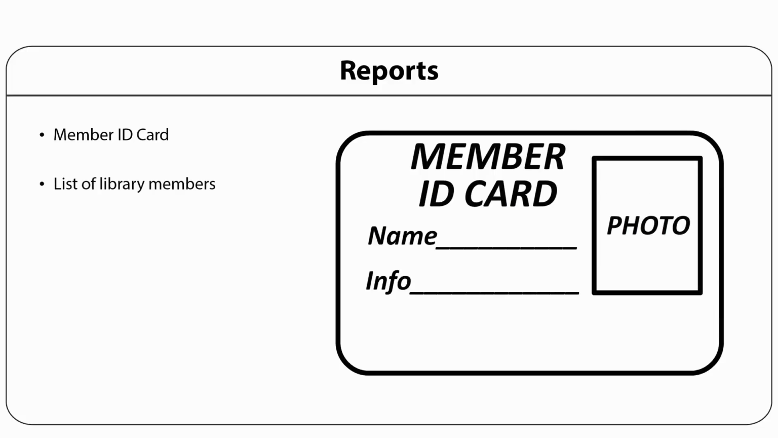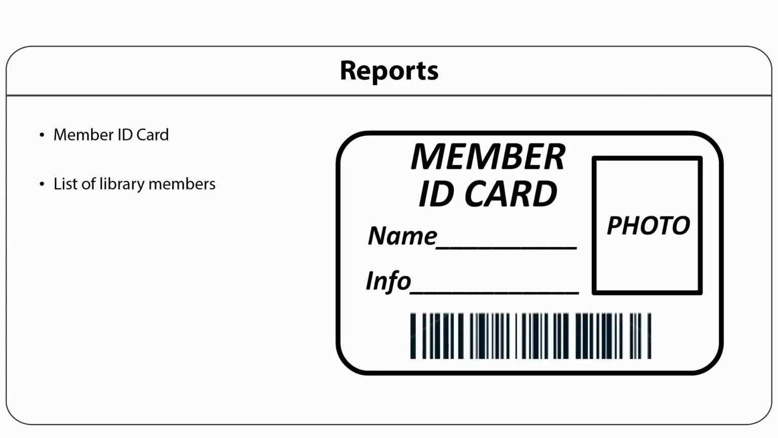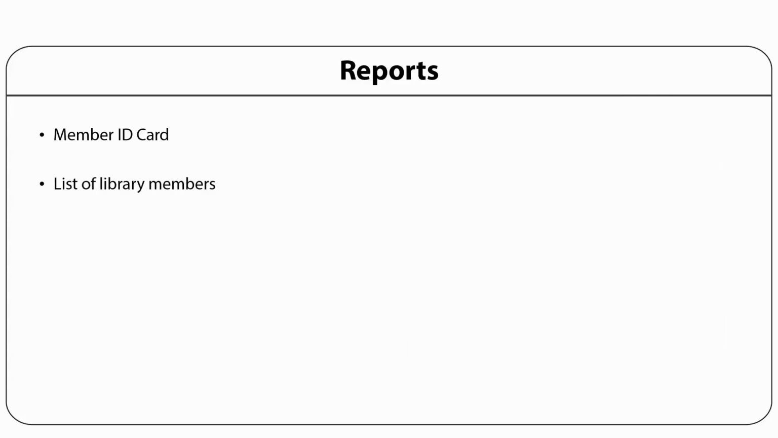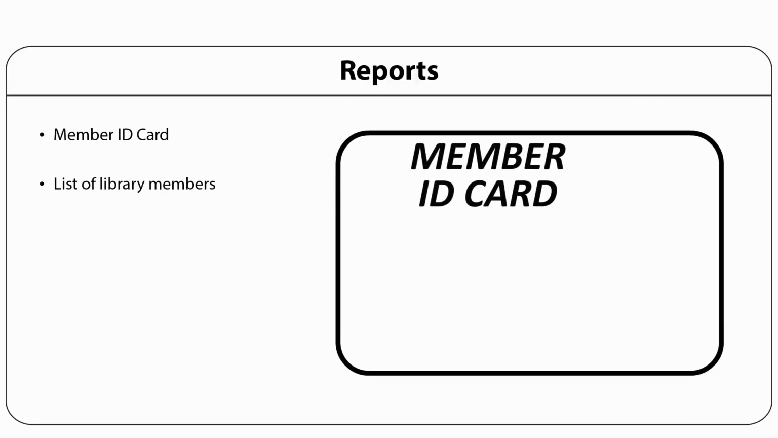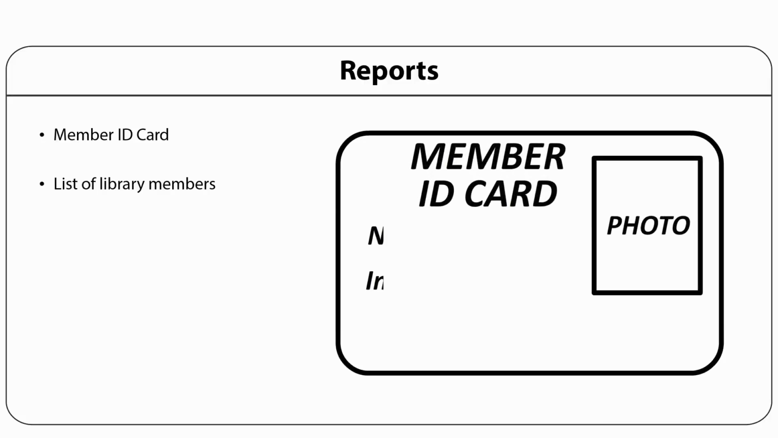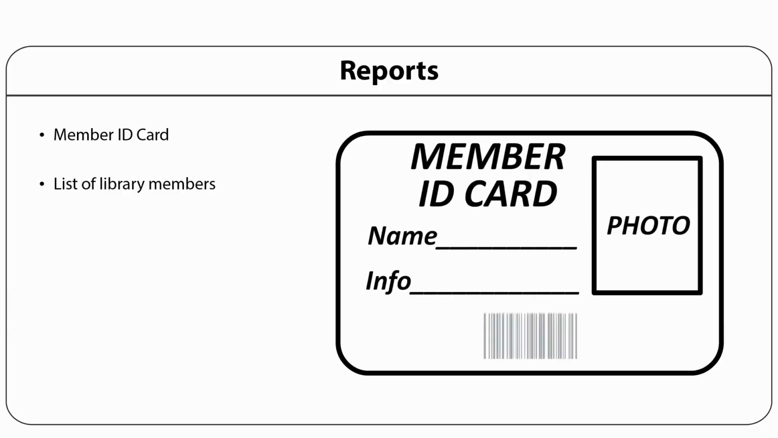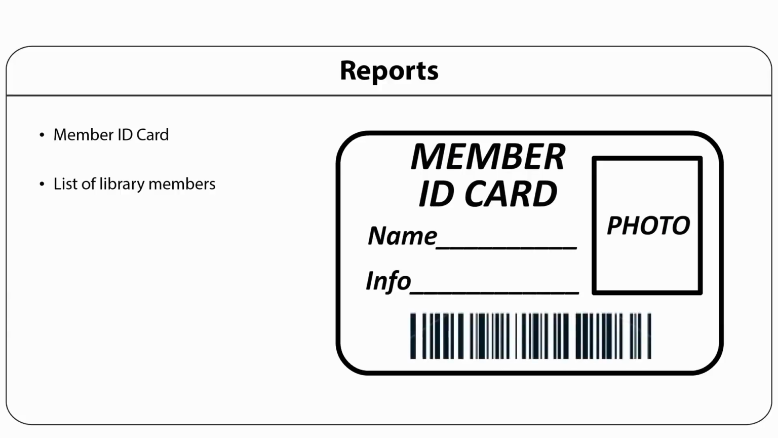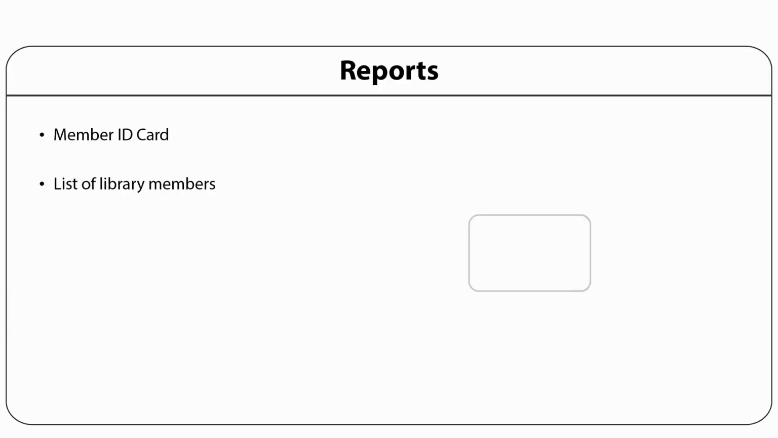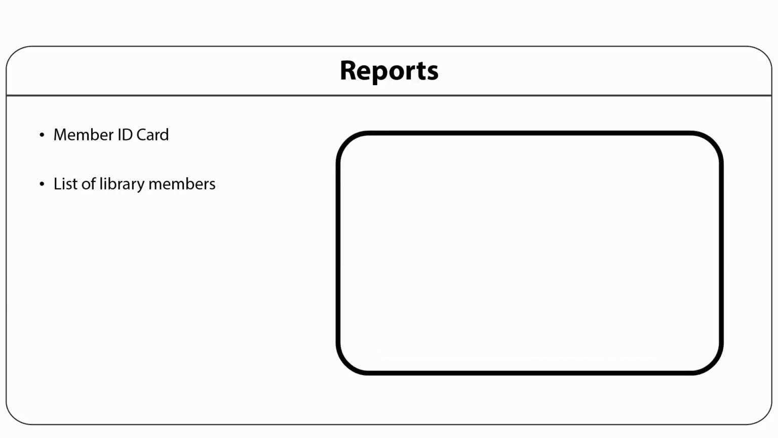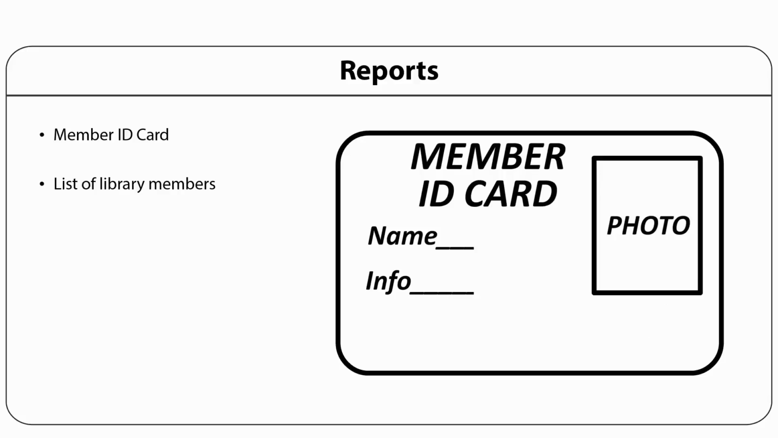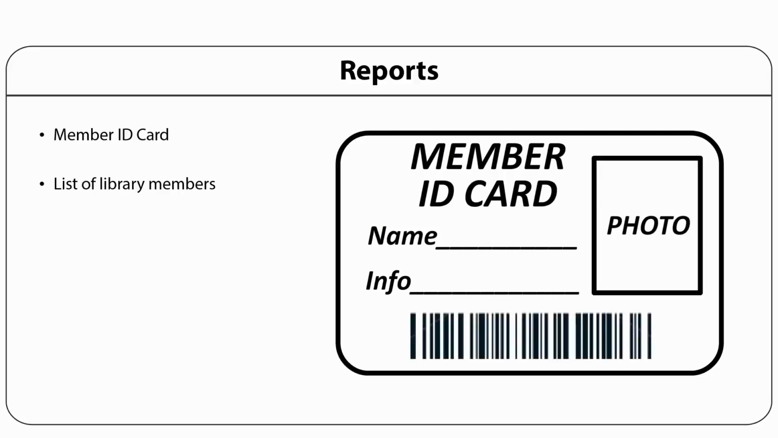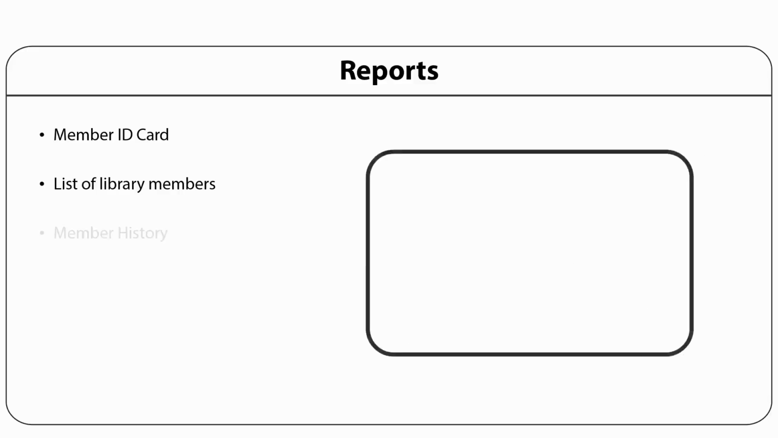Next is the list of library members. The list of the members of the library can be printed either by name or by the member code. The member list can also be generated by department, category, or for a particular time period, that is, for the membership duration. The list can be sorted in any required sequence or order.